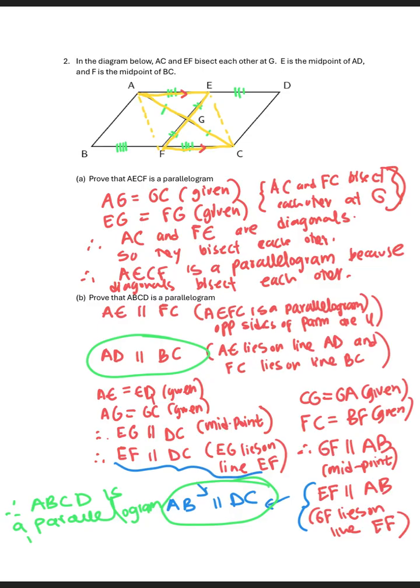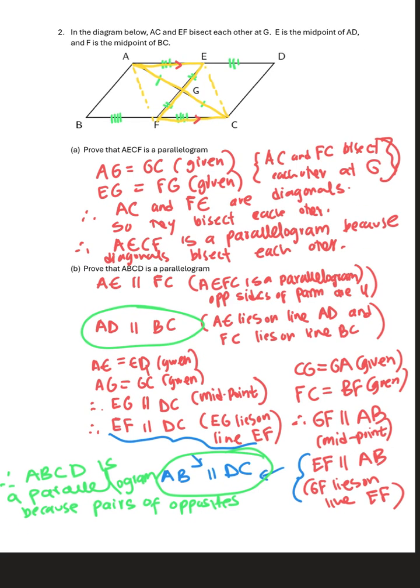Why? Because pairs of opposite sides are parallel. So to prove that a quadrilateral is a parallelogram, you need to show the following.